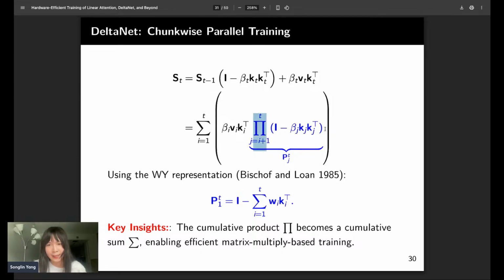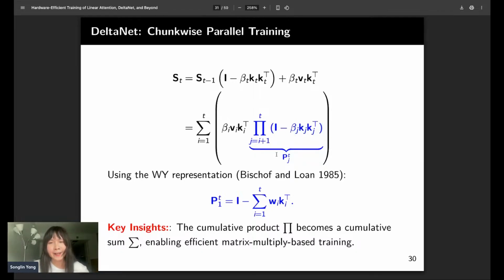For example, this form is very similar to the well-known Householder matrix. When beta_j equals 2 and the keys are L2 normalized, we get those Householder matrices. The cumulative product of Householder matrices has been well studied in the numerical linear algebra literature. In this work, we leverage a classical algorithm called the WY representation to compute the cumulative product of these Householder-like matrices in a hardware-efficient manner.